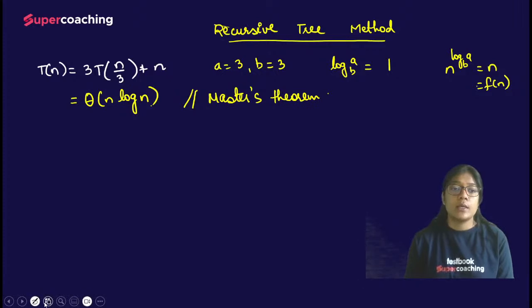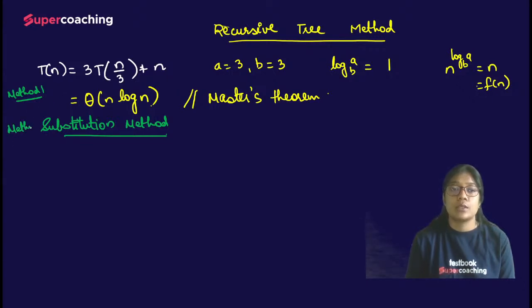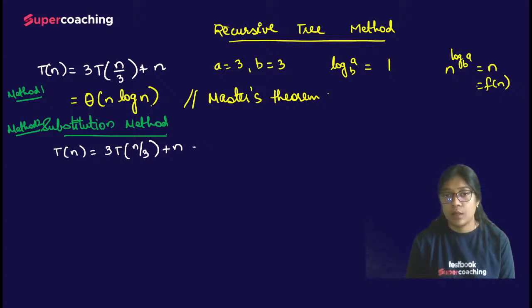Other way of solving this is using the substitution method. We have covered the substitution method in yesterday's session. So we can use substitution method as well. If I'll be using substitution method here, this is method 1, using master's theorem. Method 2, using substitution method. So it comes out to be T of n is equal to 3T of n by 3 plus n.